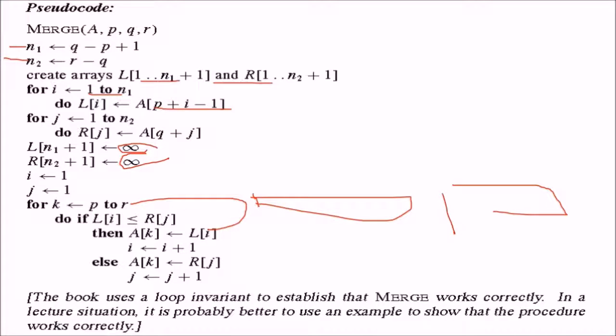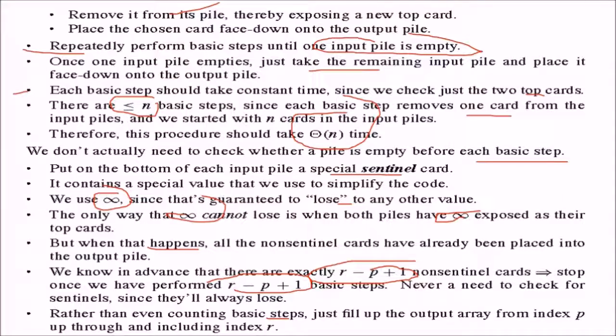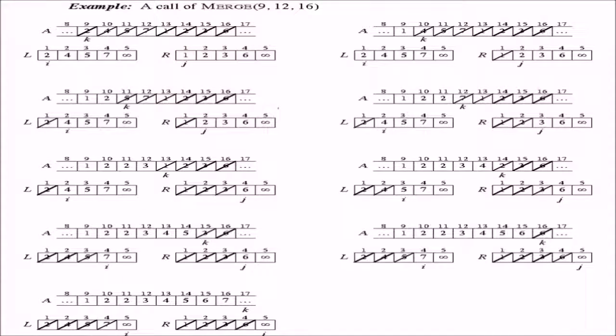The book of Cormen uses a loop invariant to establish that merge sort works correctly. So let us take an example, because I have told all this, and I'm sure that some of you might not have got what I'm saying. So let us try and give you the proper solution of this. Please watch it very carefully now.